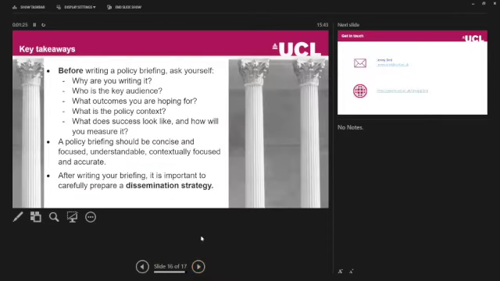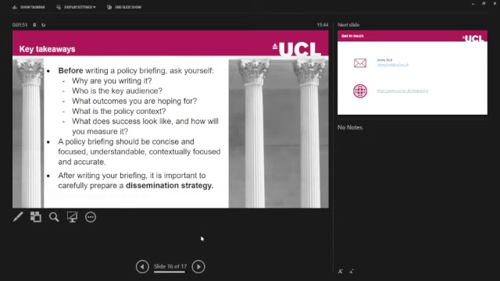Okay, so really that's pretty much it from me. Just to do a quick summary at the end. Key things to remember before you start. Think about why are you writing it? Who is your audience? What are you hoping to achieve? What is the policy context? And what does success look like? And how will you measure it?